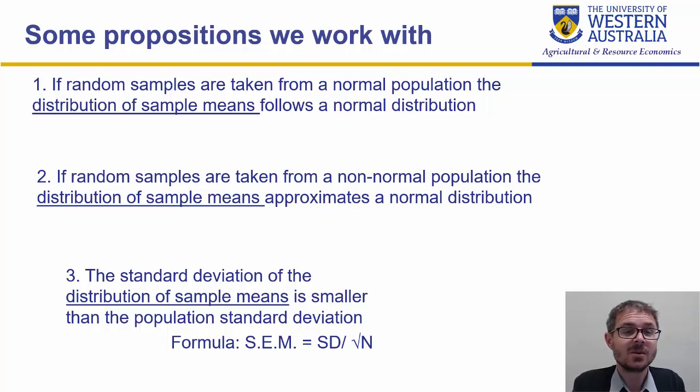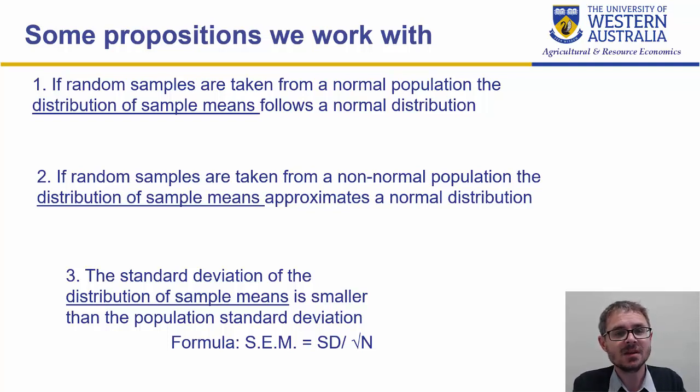The second one was a little bit more tricky, which was to say that if we take samples from any shape of distribution and calculate the mean from each sample from that wacky distribution, then the distribution of sample means also approximates a normal distribution. And that approximation gets very, very good as soon as we have reasonably large samples. By that I mean, there's no hard and fast rule on this, but in the ballpark of 30 is fine.